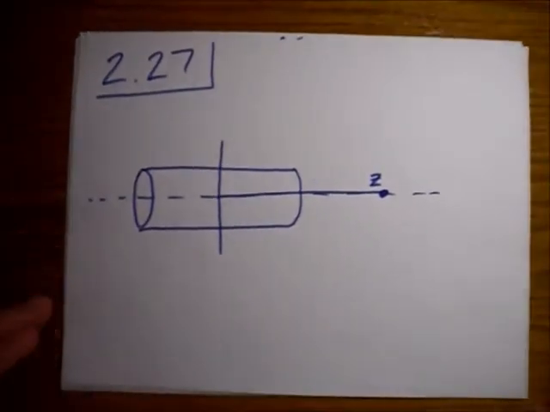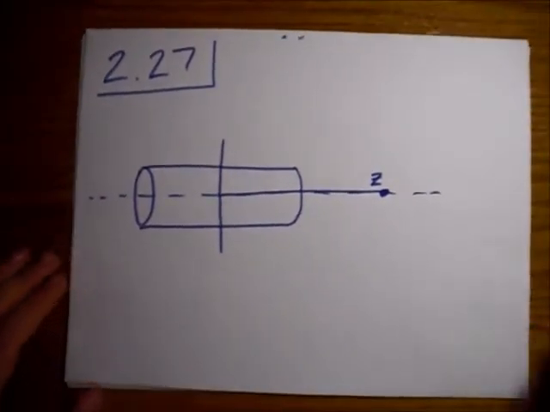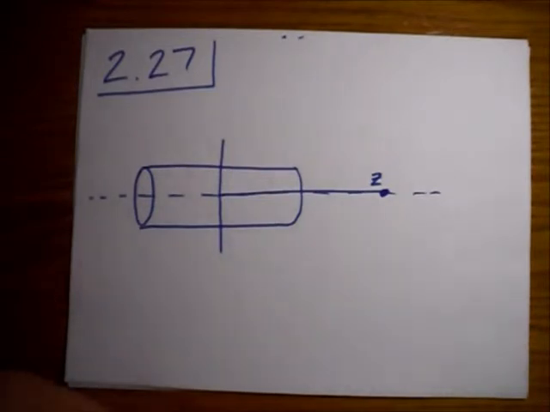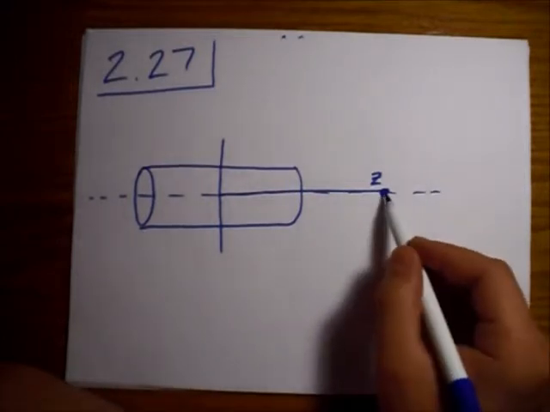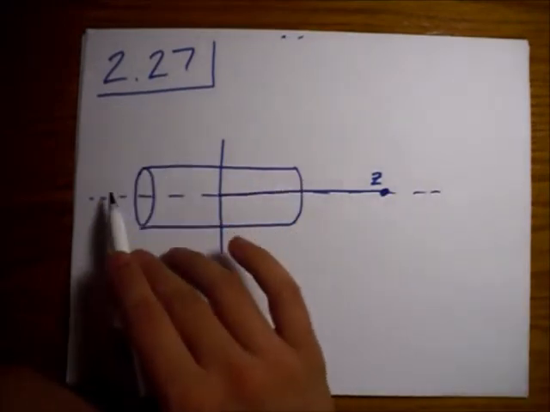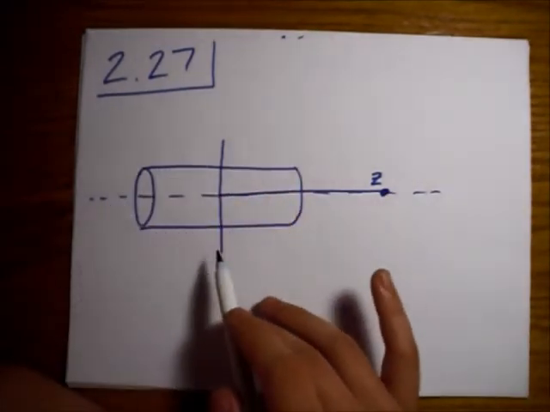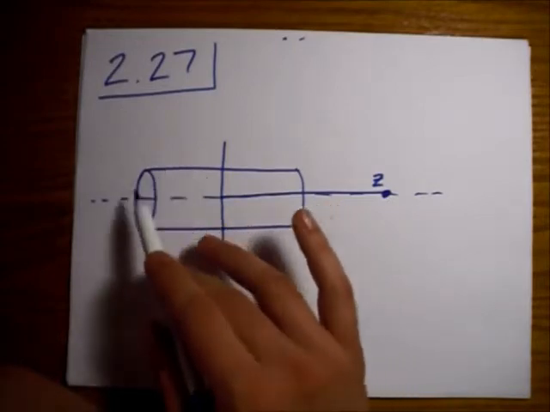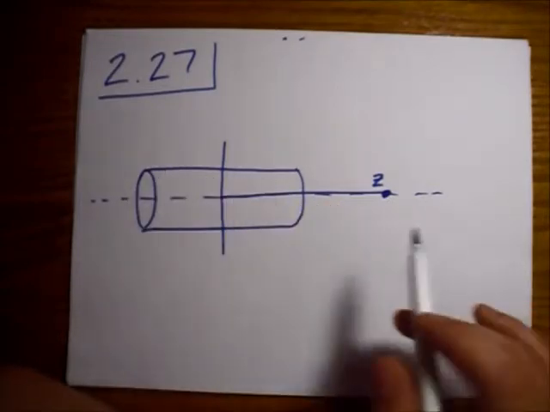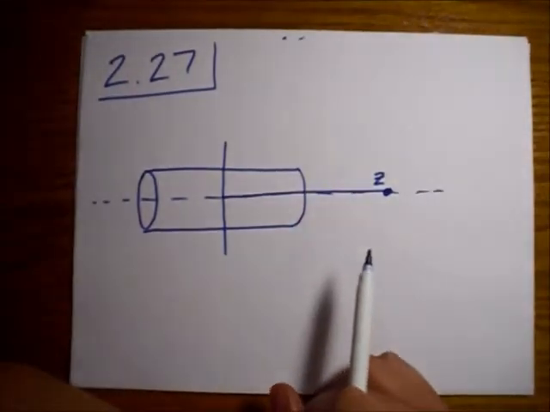So this is Griffiths Electrodynamics problem 2.27. Kind of a messy algebra problem, but what we're going to be looking at first is the potential at this point z due to this finite cylinder of length L with a uniform volume charge density of rho and a radius of big R.